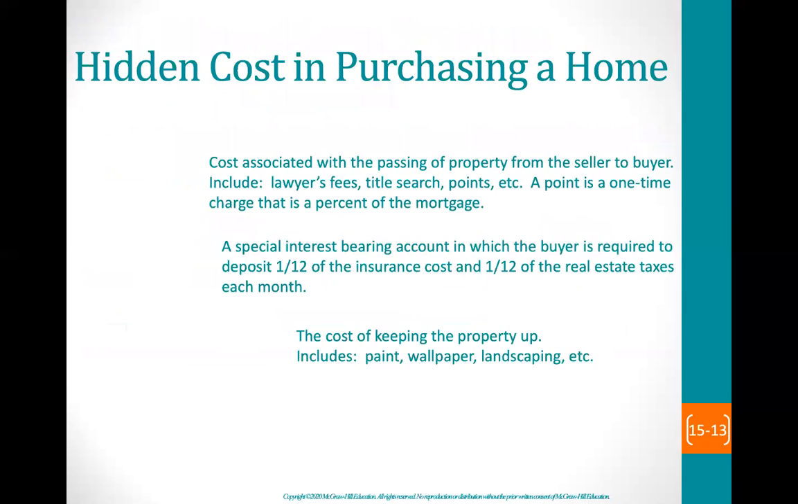There are other costs that are considered hidden costs in purchasing a home. The first are closing costs. Closing costs include fees for credit reports, recording costs, lawyers' fees, points, title searches, etc. A point is a one-time charge that is a percent of the mortgage. Two points means 2% of the mortgage. So it's the mortgage, not the selling price, but the actual loan amount.